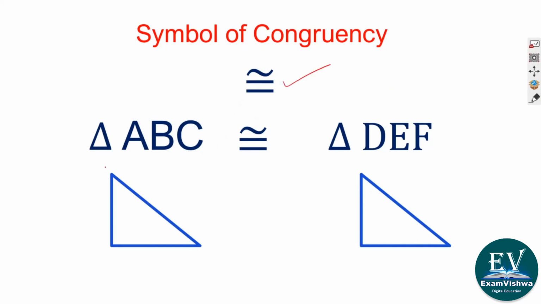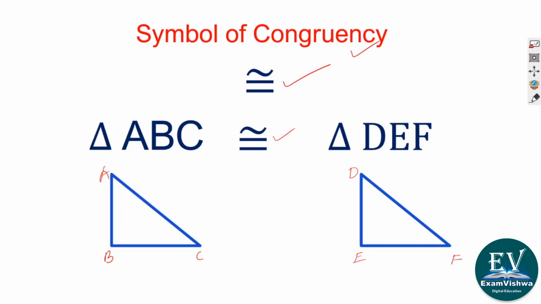So here the triangle ABC is congruent to triangle DEF, means both are equal in all respects, same in all respects. One can be fit on the other. We can place one on the other. Then the triangles are congruent, and this property is named as congruency.